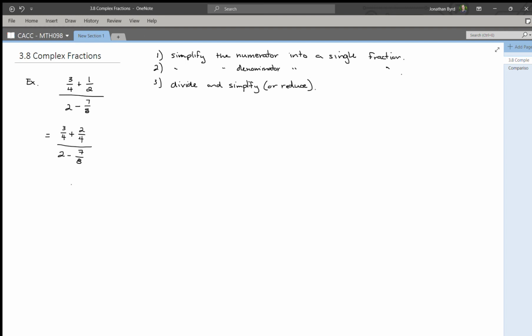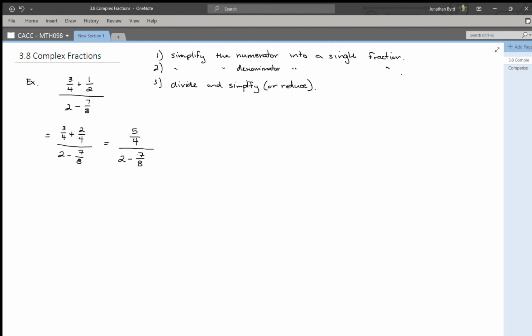Okay, so I could go ahead and say, all right, well, I can perform this addition as well. For fractions, when we're adding, we add the numerators and bring the common denominator over. So 3 plus 2 is 5, and we're going to leave the 4. So 5/4, and that's still divided by 2 minus 7/8.